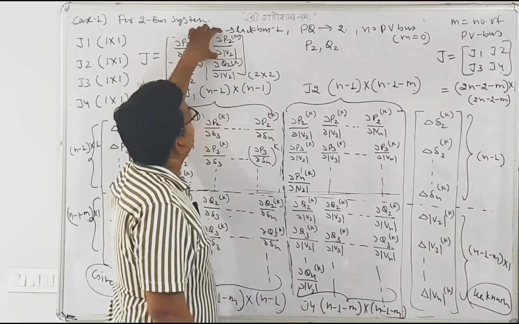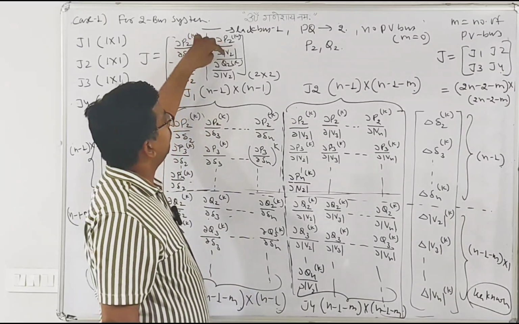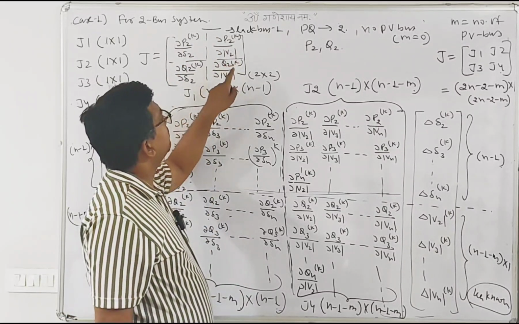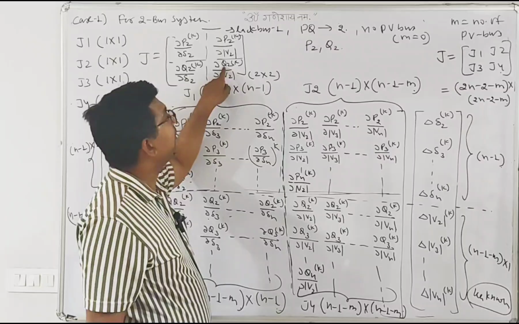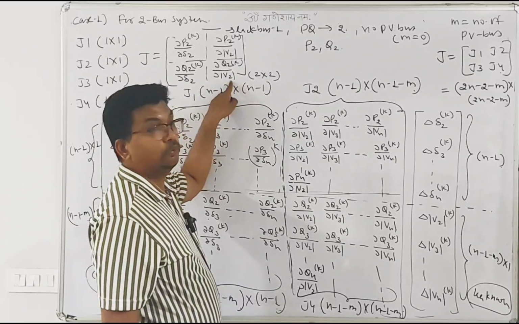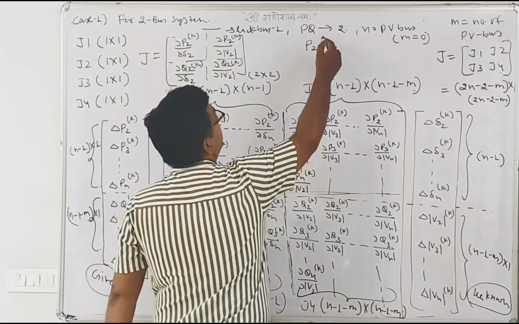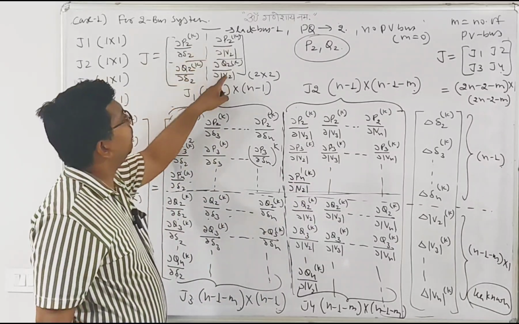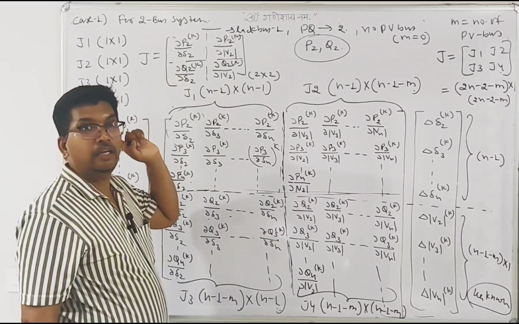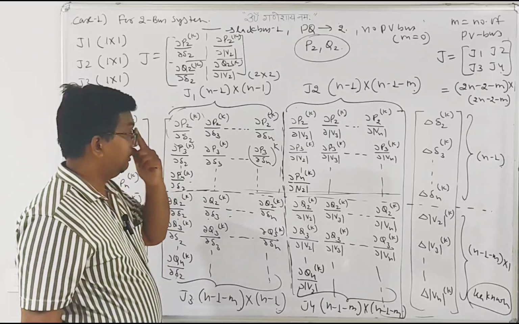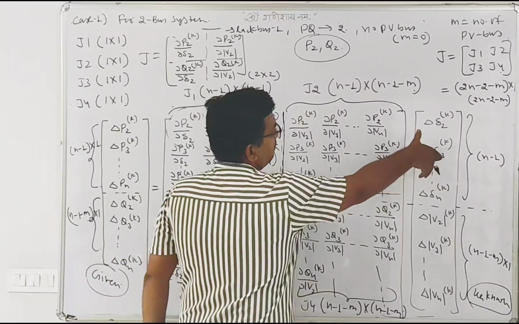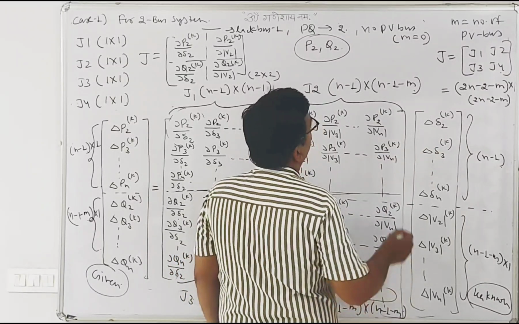Then we have to determine the change in P2 with respect to V2. What is V2? The load bus voltage. And similarly, the change in the reactive power with respect to V2. So basically, using this P2 and Q2 equation, we will determine all these four derivatives. And what will be that here? These are the terms, that is our unknown terms.